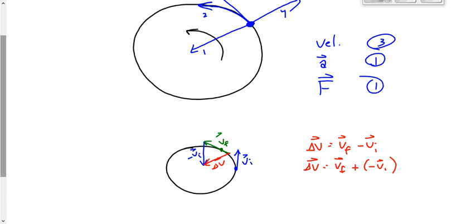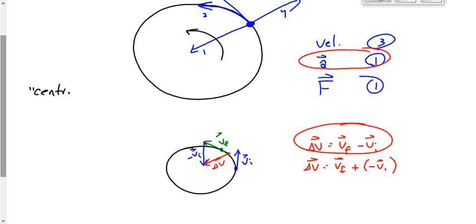Well, if delta V is inward toward the center of the circle, then the acceleration must also be inward toward the center of the circle, as does the centripetal force have to be inward toward the center of the circle. Look, this is where the term centripetal comes from. Centripetal means center seeking. So if you see that word centripetal force, centripetal acceleration, even if you don't remember which way that force is pointing, you know automatically that it's got to point toward the center of the circle because that's what the word means. Does that make sense?